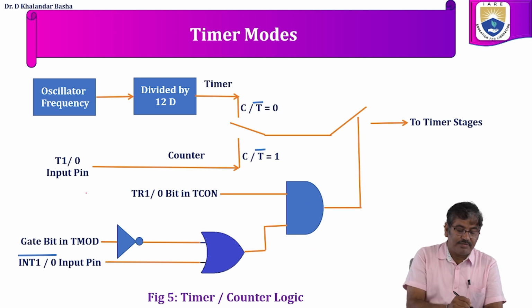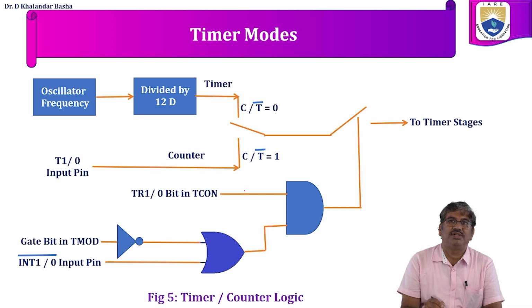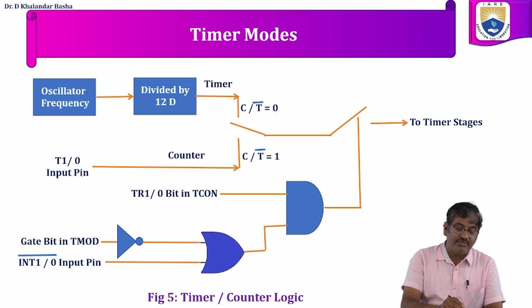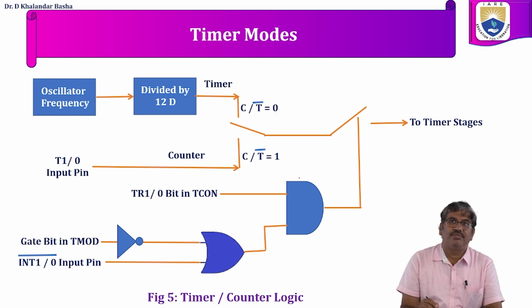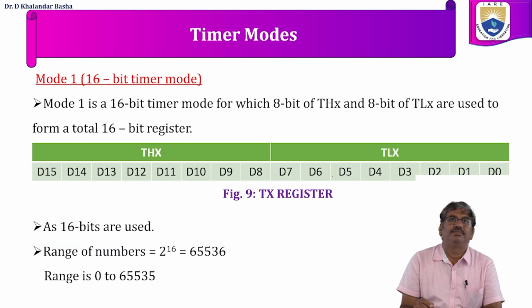Whenever we make the timer run, only then will the clock pulses be sent to the timers. If C/T bar is 0, it is a timer, so the switch will be connected to the clock pulses we get from the oscillator. If you are using it as a counter, that is C/T bar is 1, then we accept the inputs on T1 or T0. It is going to count. The switch will be closed depending upon TR, the gate bit and the INT bit.